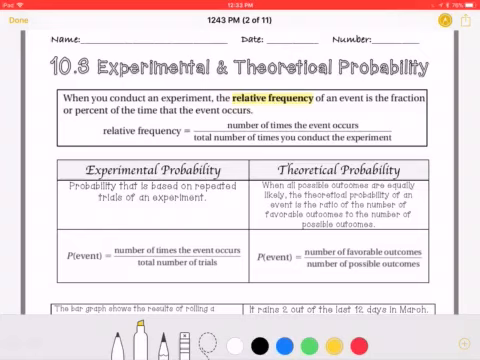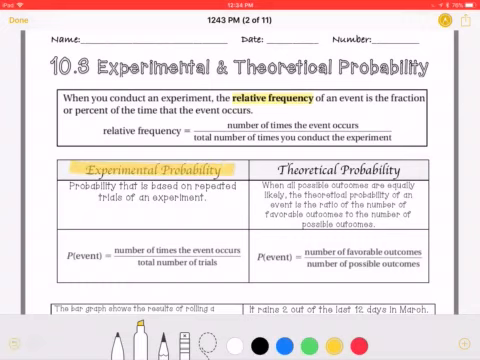All right, class, here is lesson 3, experimental and theoretical probability. So you've learned about basic probability, and typically what you've been doing is theoretical probability, but I'm going to explain to you there's two types of probability, either experimental or theoretical. Let's just jump right into it.